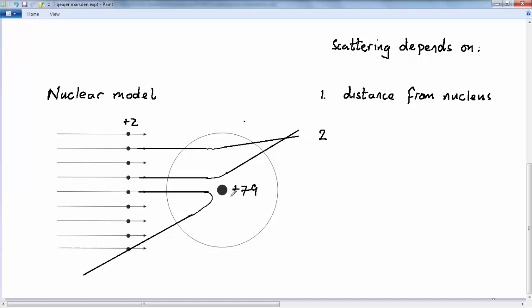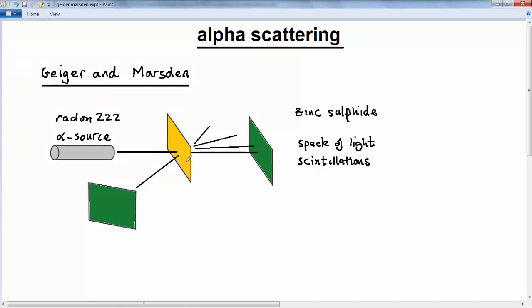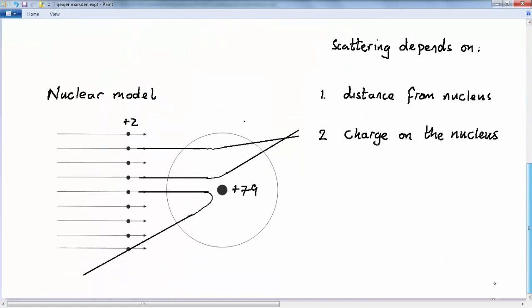The next factor was the charge on the nucleus. The smaller the charge on the nucleus, the smaller the electrostatic repulsive force, and the smaller the deviation. For example, if this experiment was repeated with a sheet of thin silver foil rather than gold, then we'd expect different results. Because the atomic number of silver is 47, the charge on the silver nucleus is only plus 47. So you'd expect weaker interactions and smaller deviations of the approaching alpha particles.